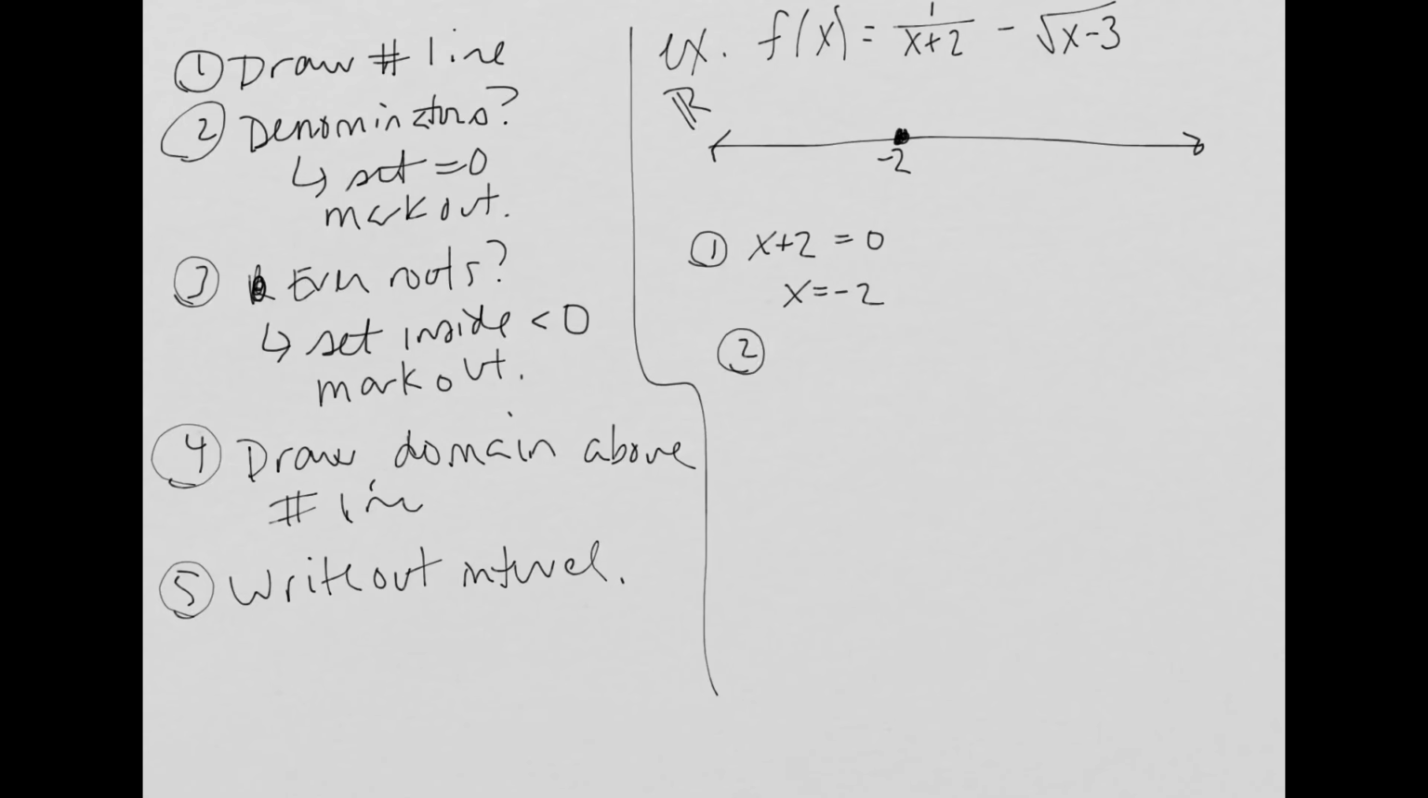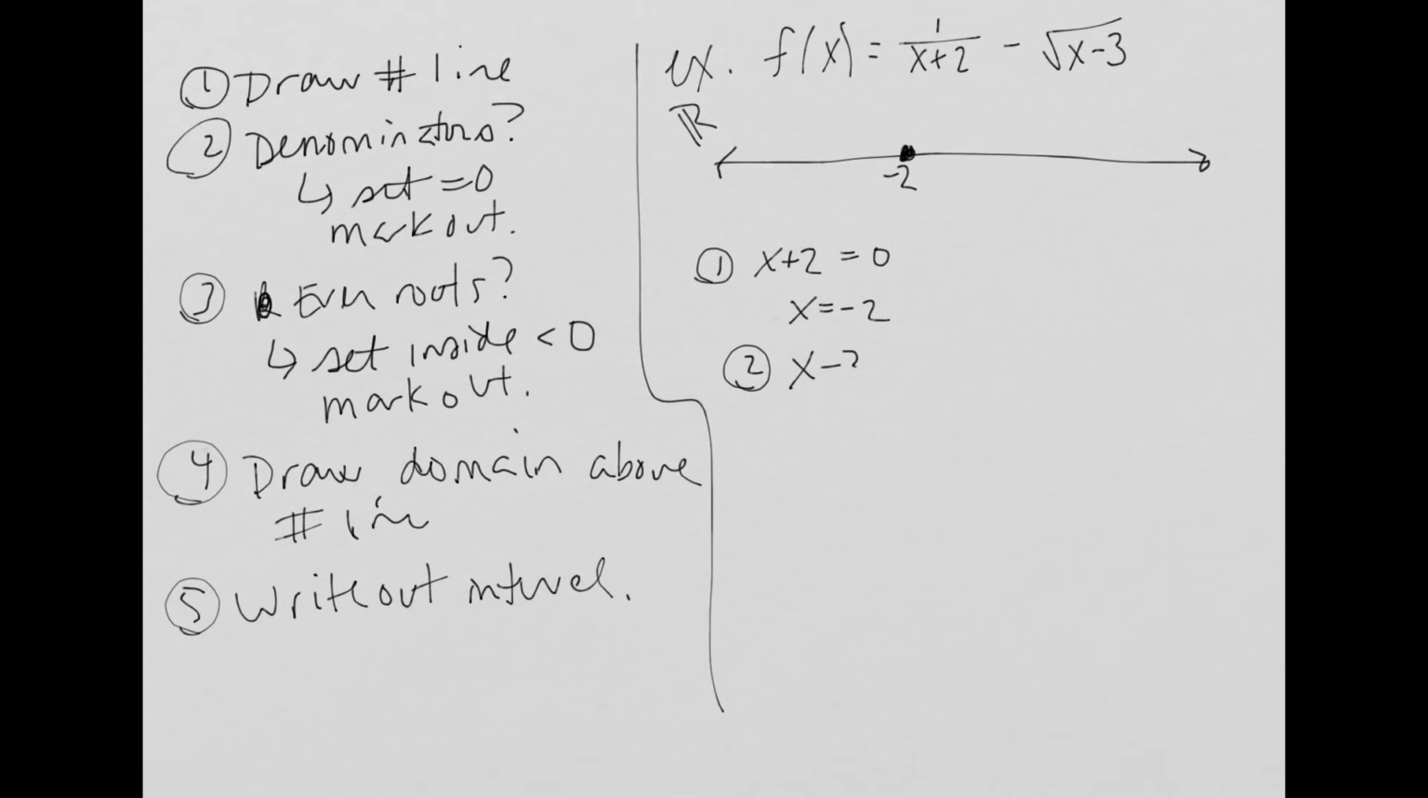Next, I'm going to look at, do I have any even roots? And I do have even roots. So I'm going to take everything that's inside the radical and set it less than 0. And then solve for x. Come up here. This says mark out everything less than 3. So I'm not going to mark out 3. I'm going to mark out everything less than 3. So we set the denominator equal to 0. We set everything inside the even root less than 0, marked it all out.